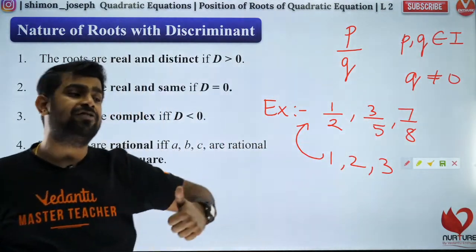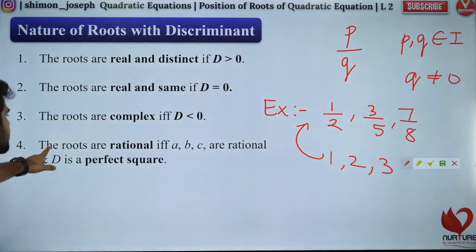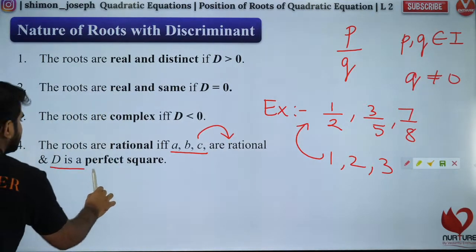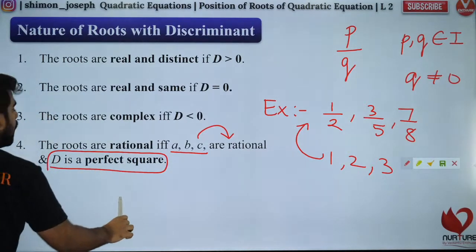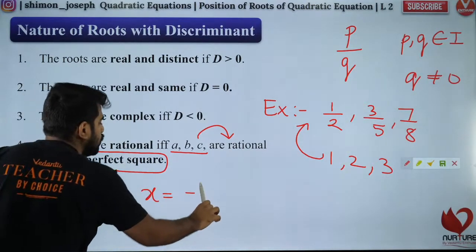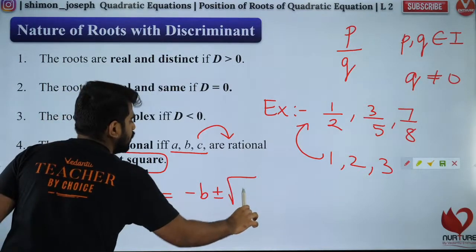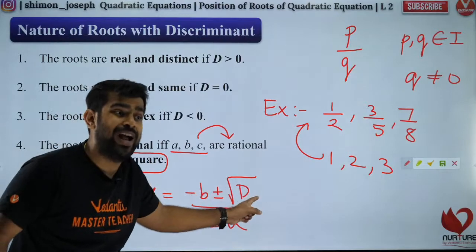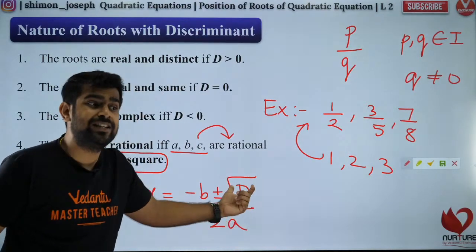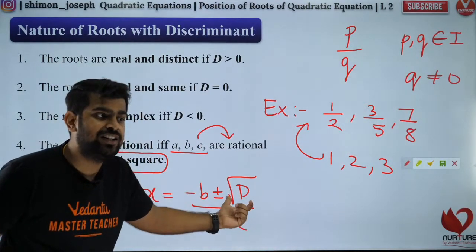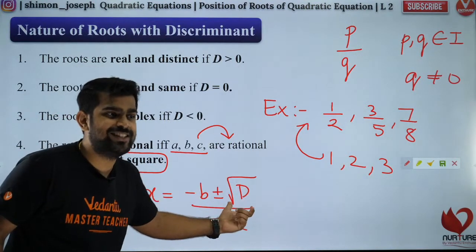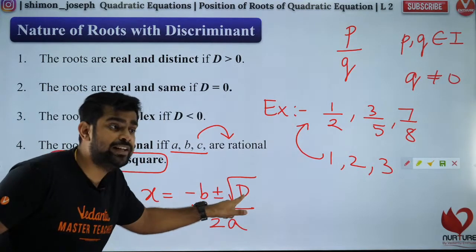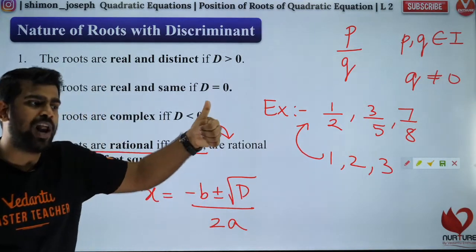So when will you have a rational root? You will have a rational root when a, b, c are rational and your discriminant must be a perfect square. Why? Because the root is equal to minus b plus or minus root of D by 2a. So if D is not a perfect square, it will be root of some number which will be irrational, isn't it? So if you want to have rational roots, then your D should be a perfect square. Did you all understand it?